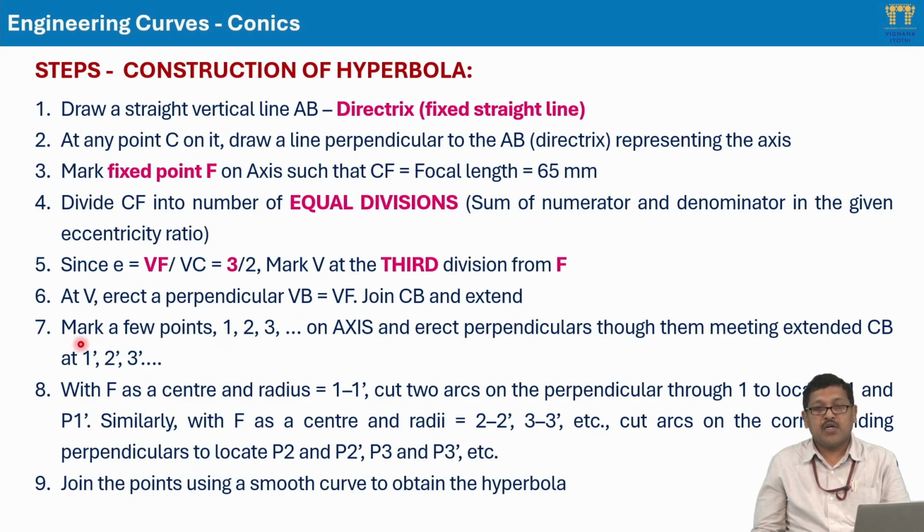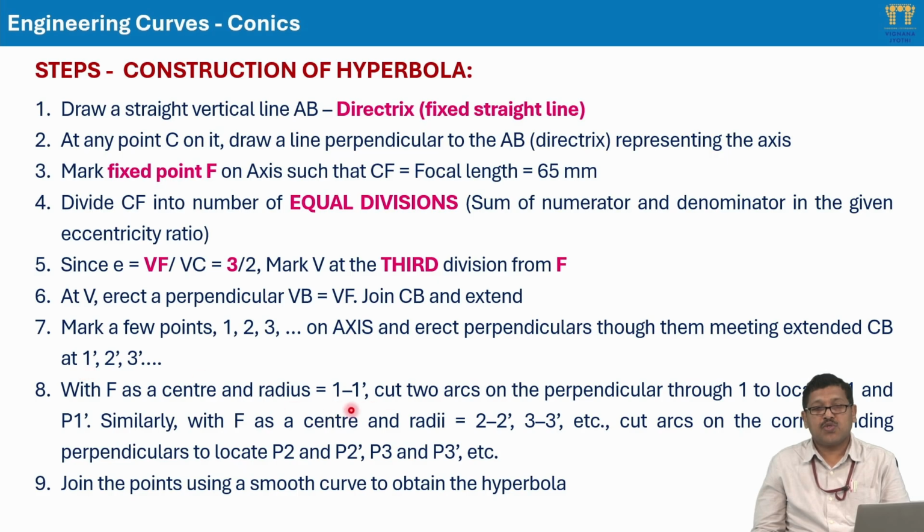Next, towards the right side of vertex V, we mark a number of points on the axis 1, 2 and 3. And through these points we draw perpendicular lines. These perpendicular lines should meet the extended line CB. So wherever these perpendicular lines meet the extended line CB, we mark them as 1 dash, 2 dash and 3 dash. After doing this, we start measuring the distance. We already have point 1 on the axis and 1 dash as the point on the extended line CB.